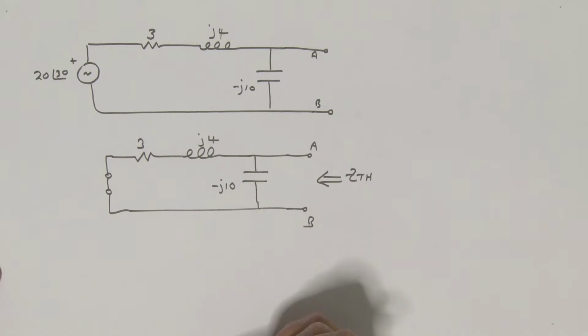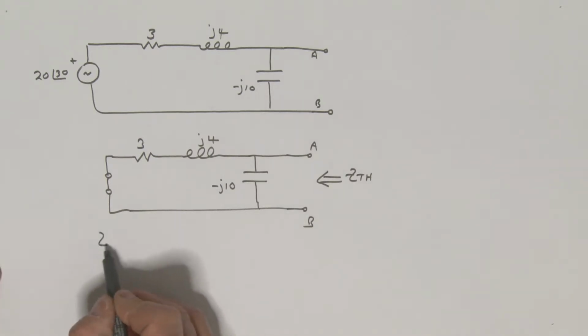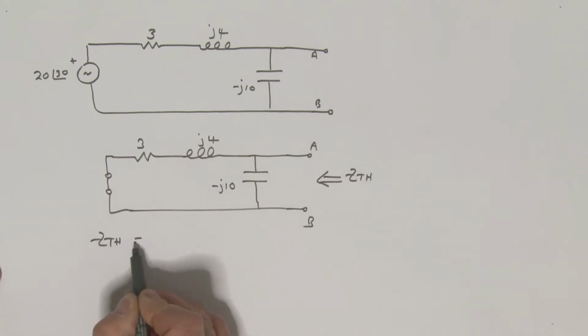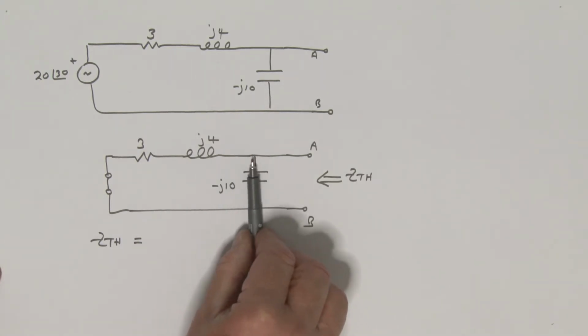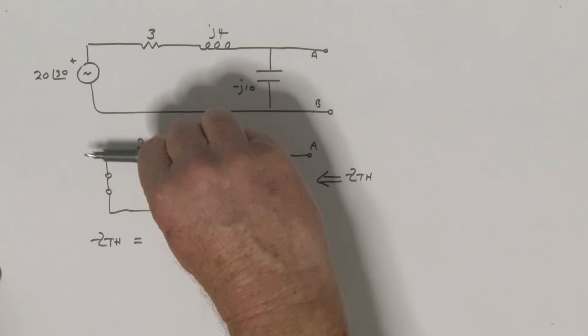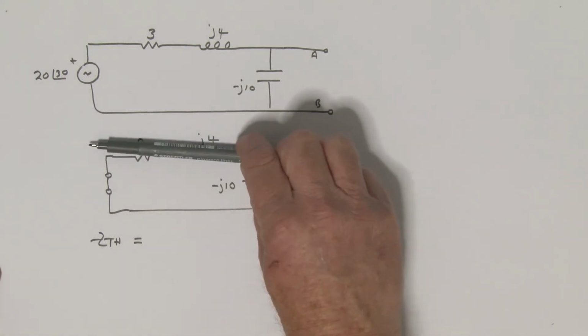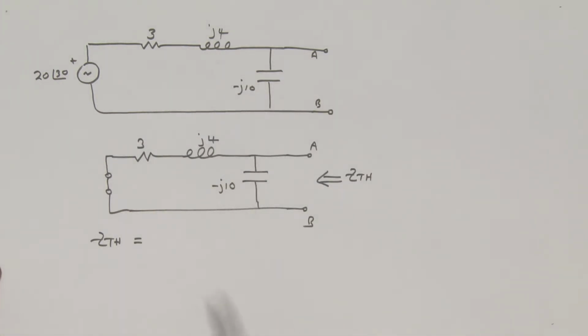All right, so let's have a look in. What do we actually see looking in here? Well, our Thevenin impedance is going to be equal to what? Well, it's a parallel combination. We've got this guy in parallel with this over here, haven't we? So it's this in parallel with this. All right, let's write that down.